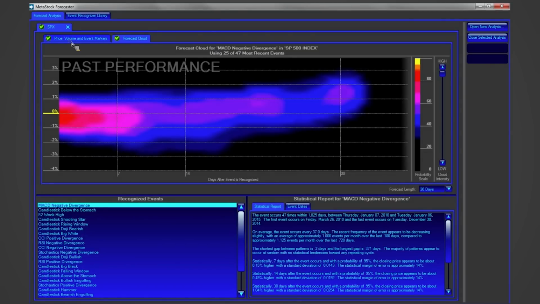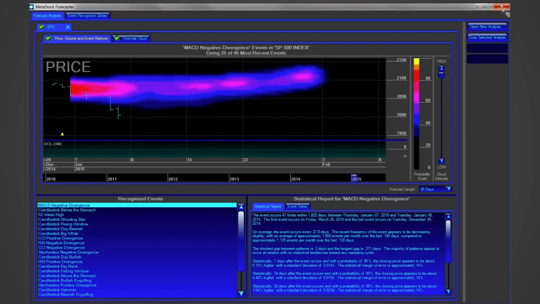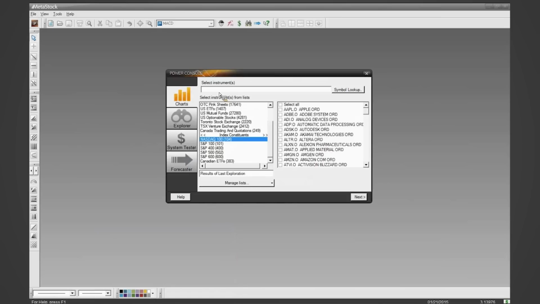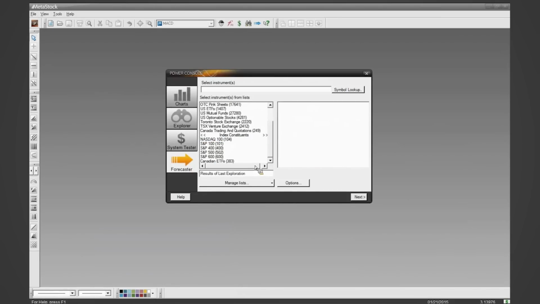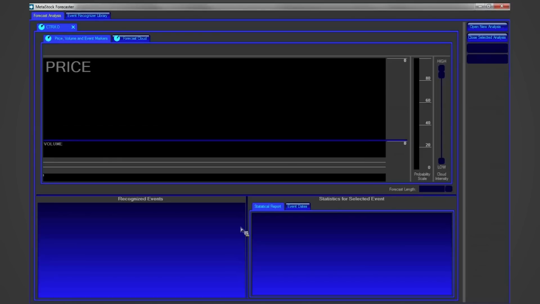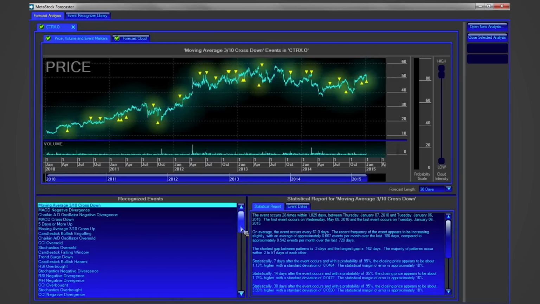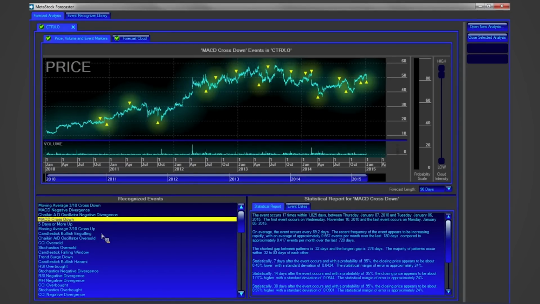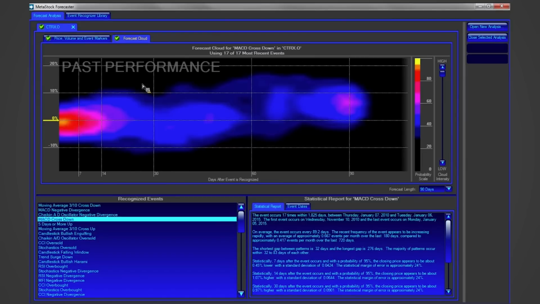So let's use a workflow here. One thing that you can do is, if you are looking at Citrix systems as we were before with the system tester, let's pull this up. We can pull up Citrix in the forecaster, and we can see what the MACD sell signal says as part of our analysis. I know it works pretty well, but what does price tend to do after that? So let's look for our MACD cross down, and let's look at our forecast cloud.